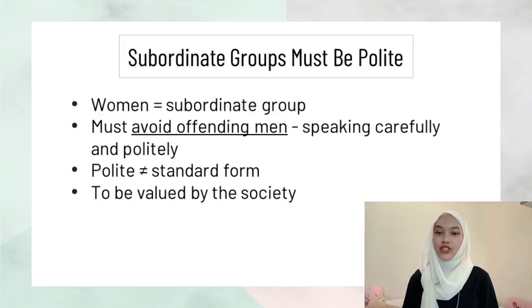The next explanation is that subordinate groups must be polite. The concept is the same as how children are expected to be polite to adults. Women are seen as a subordinate group and they must avoid offending men by speaking carefully and politely. Well, being polite and using standard form are not the same. You can still be polite using vernacular language, but women use standard form because women are looking after their own need to be valued by society.